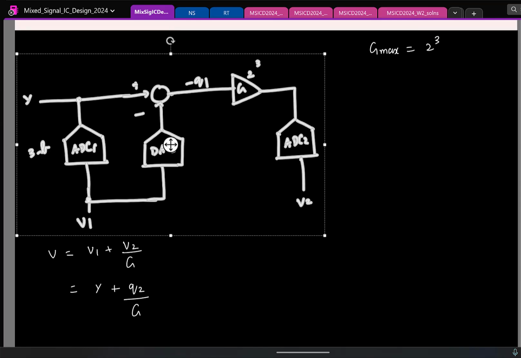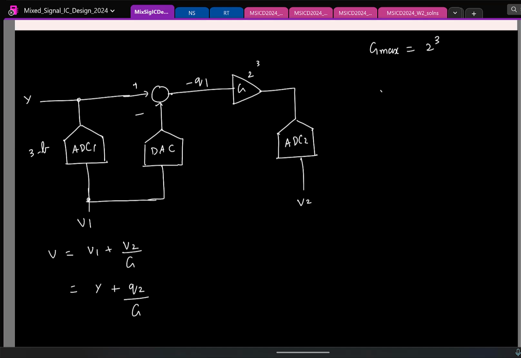Sir, ADC1 samples at T0. It will take some time for the... We'll come to the timing things in a moment. Okay. So that way, the difference is not a good estimate of Q1. No, we'll come to exactly at what time instance each ADC will operate in some time. Let's not worry about it. Let's say that's taken care of.